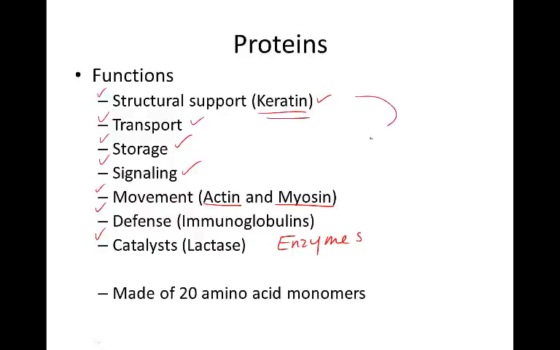So again, these are some examples of core functions carried out by proteins. And these proteins are made of 20 different amino acids. That does not mean proteins are 20 amino acids long. It means that there are 20 different amino acids to choose from in building any given protein.